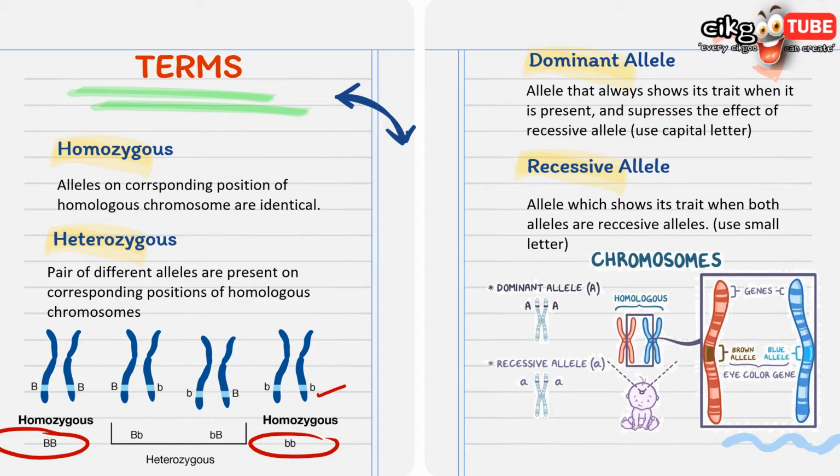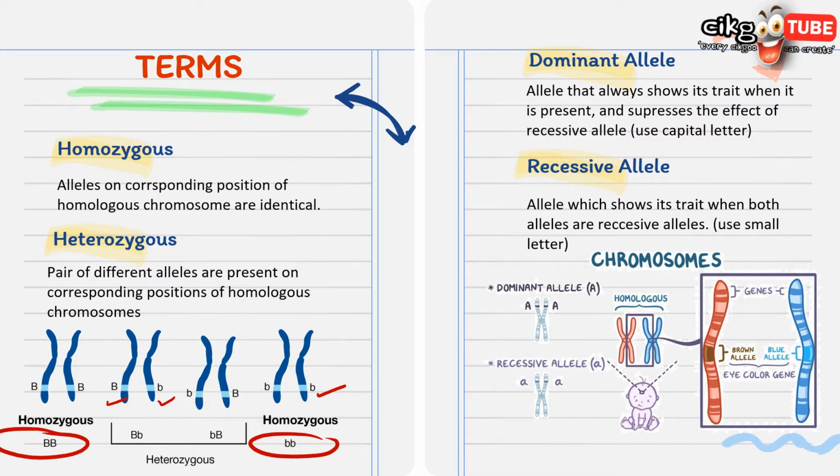Now, heterozygous is where one allele is dominant and the other is recessive. So we have here capital B and small b. Okay, so dominant, we write in capital, recessive, we write in small letter. So if it's two different alleles, we call it heterozygous.